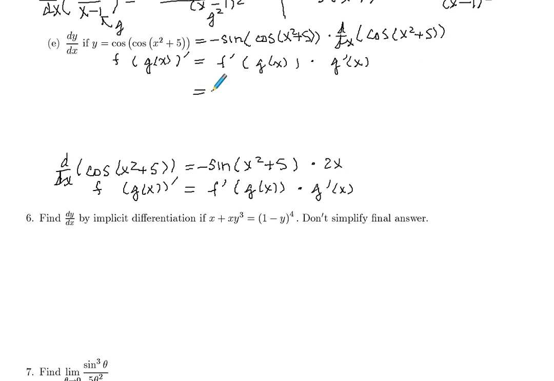So this is going to equal negative sine of the cosine of x squared plus 5. And now times the derivative of the inside, which is right here. So times negative sine of x squared plus 5, and then times 2x. And we're done. So there we had to use 2 chain rules.